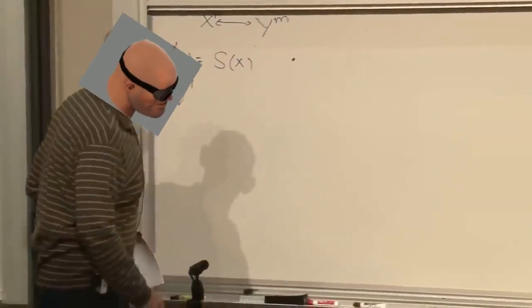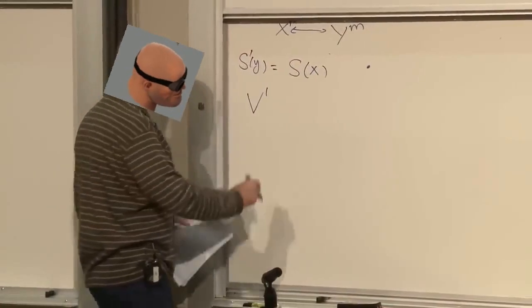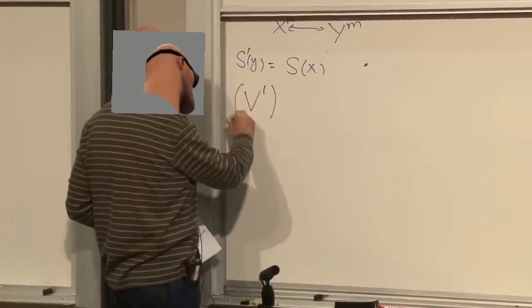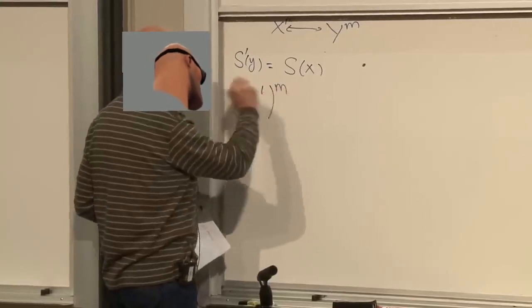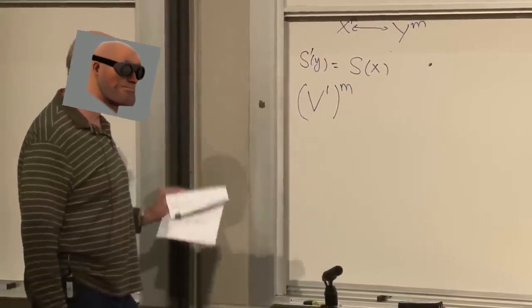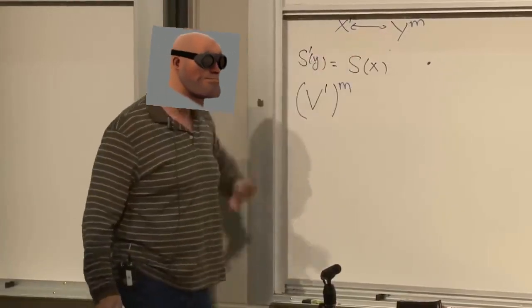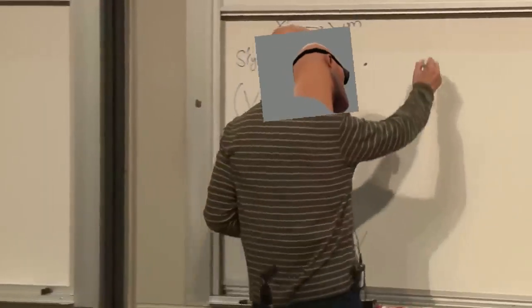So, how do the contravariant components change when I change coordinates? Here's the rule. This is the mth component of v prime, where v prime means the components of v in the y coordinates. Prime means y.